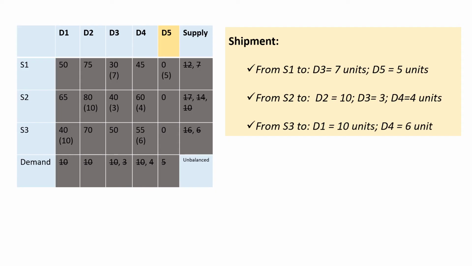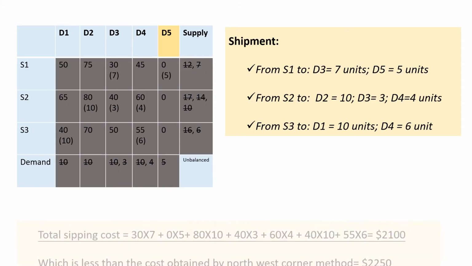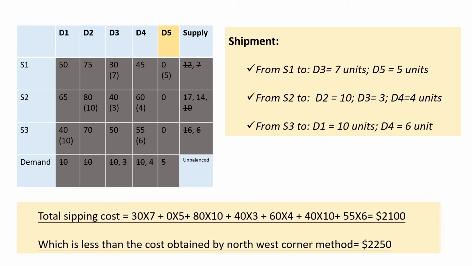And from S2, 10 items go to D2, 3 items go to D3, 4 items go to D4. And from S3, 10 items go to D1, 6 items go to D4. This is the interpretation of the table, and the total cost can be calculated as 30 times 7, plus 0 times 5, plus 80 times 10, plus 40 times 3, plus 60 times 4, plus 40 times 10, plus 55 times 6, and it becomes 2100.